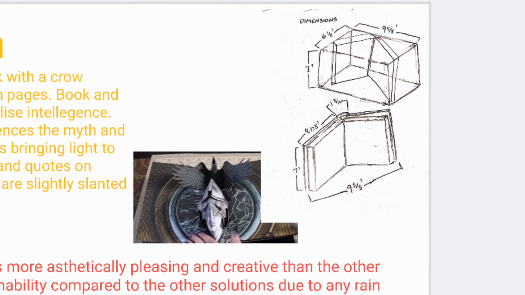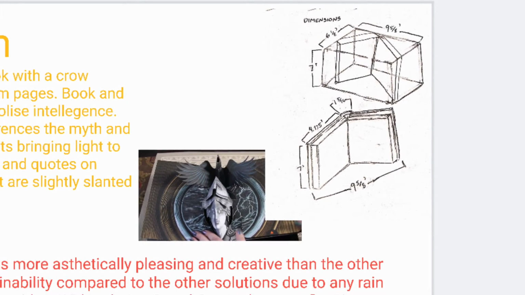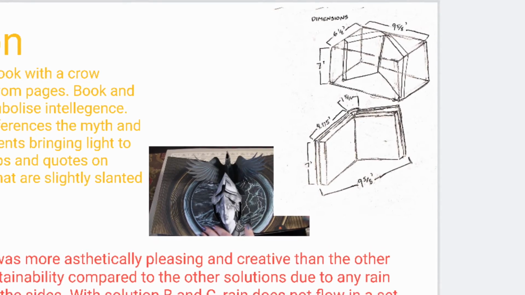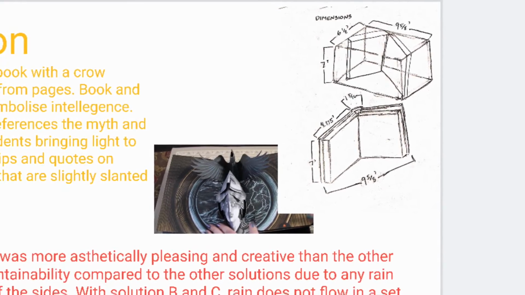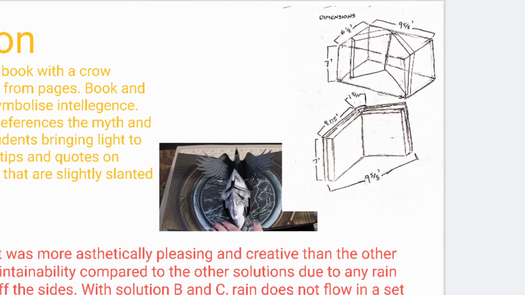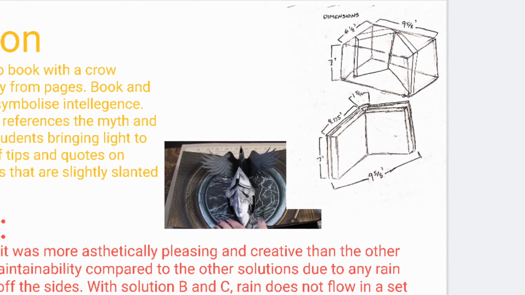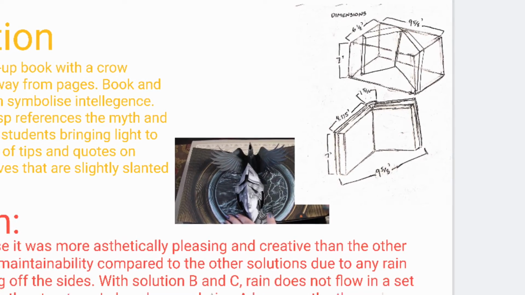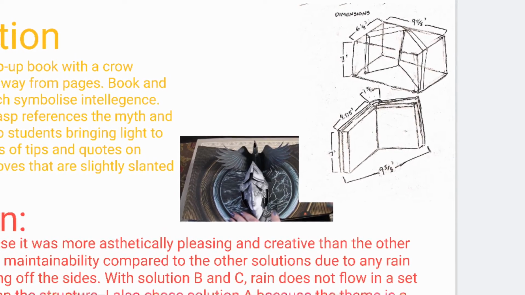It just looks awesome. And the book and crow are the main points, which symbolize intelligence. The torch in the crow's grass references the myth and also serves as a parallel to students bringing light to the world. It has inscriptions of tips and quotes on the pages. The tops have grooves that are slightly slanted to help rain flow off for easy maintainability.